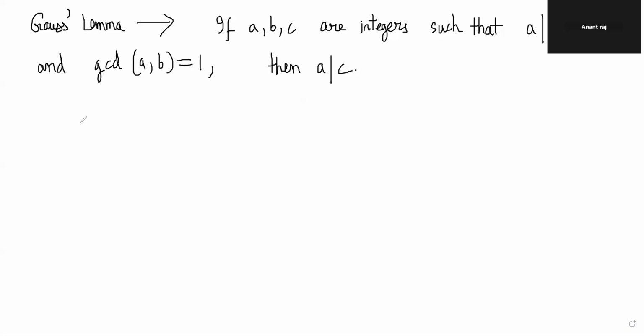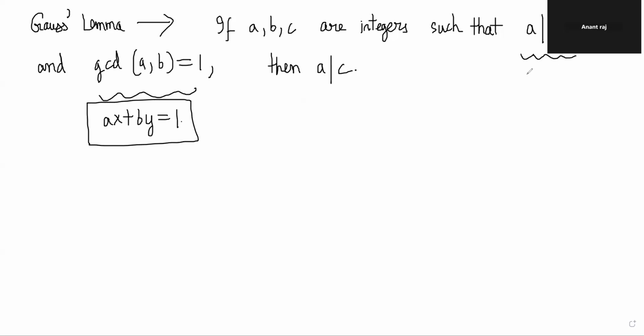The proof is obvious. Because of this statement, we know AX plus BY is 1, where X and Y are integers, right? So, we know A divides BC. We can multiply by C on both sides: ACX plus BCY is equal to C, right? And we know that A divides BC, and obviously A will divide this. So that means A divides C.